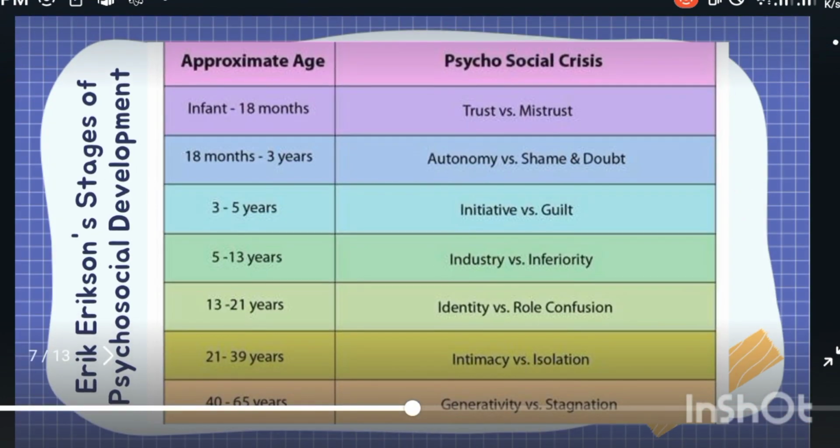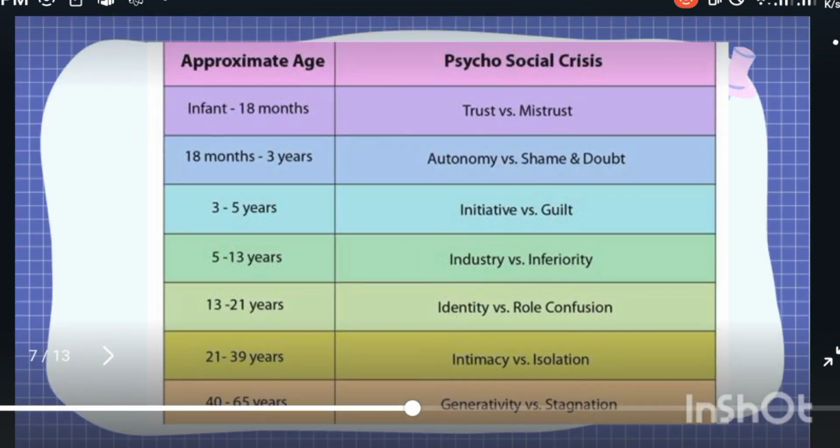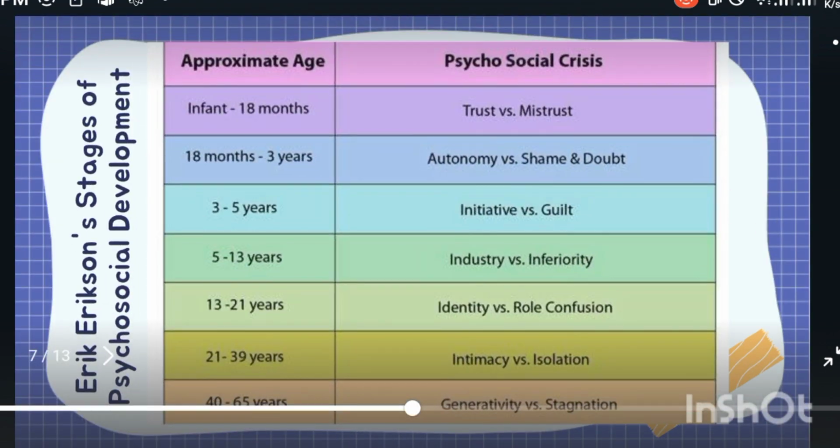So this is a crisis, and these are the approximate ages. The first is infancy, the first 18 months after birth, where syntonic is trust and dystonic is mistrust. The second is 18 months to 3 years, which is autonomy versus shame and doubt. Then in the third we have 3 to 5 years, initiative versus guilt, and in the fourth we have 5 to 13 years, industry versus inferiority.